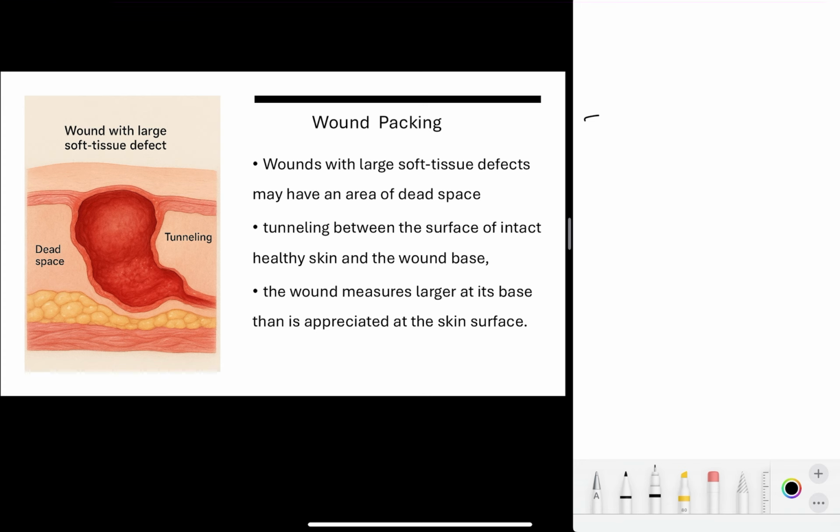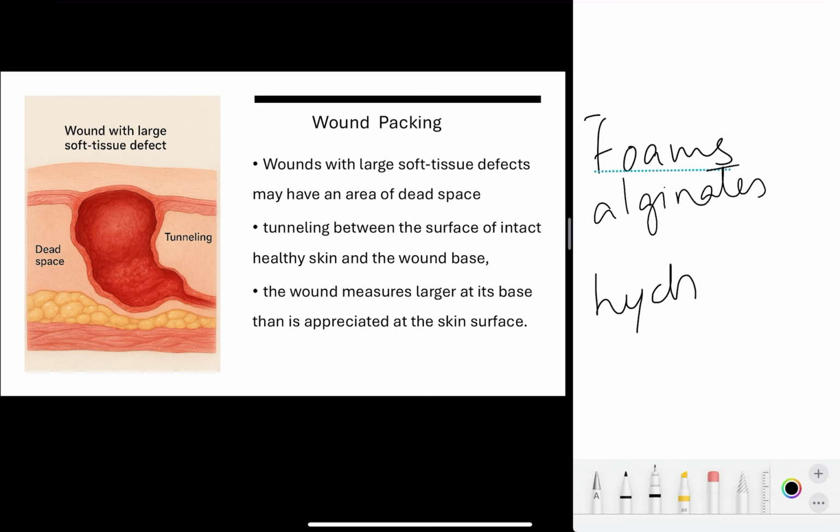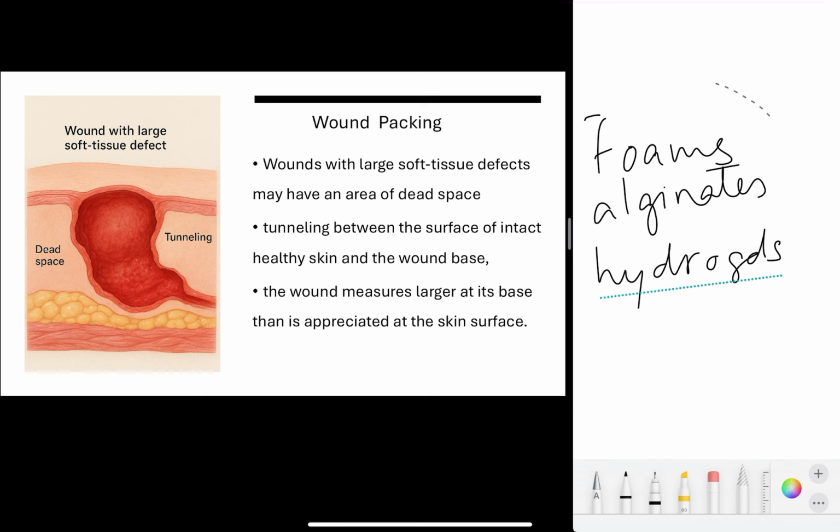In addition to gauze, many of the other materials which are used as topical dressings for wounds, for example foams, alginates, or hydrogels, can all be molded into the shape of the wound and can be useful for wound packing.